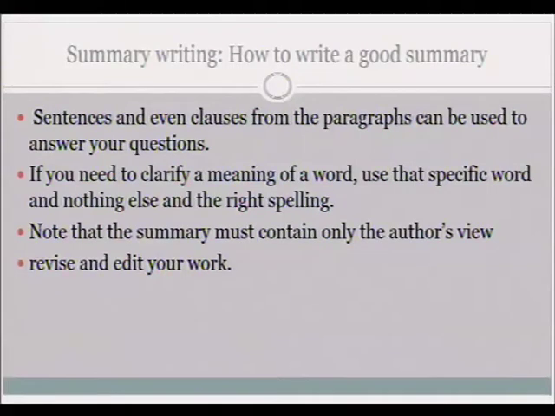Revise and edit your work. Revising means you read and see if you have spelled all the words correctly. You read and see if you have answered the question. If the question is just about summarize the main points, have you left out any main points, or have you included everything that is needed? If it just isolates a certain part or section of the text, have you answered the question?